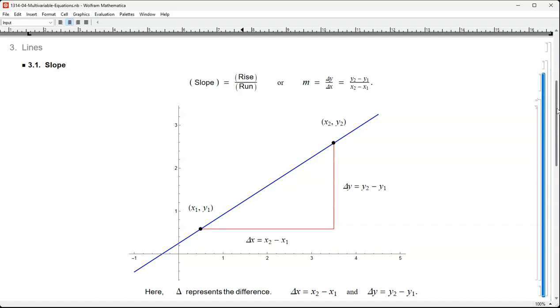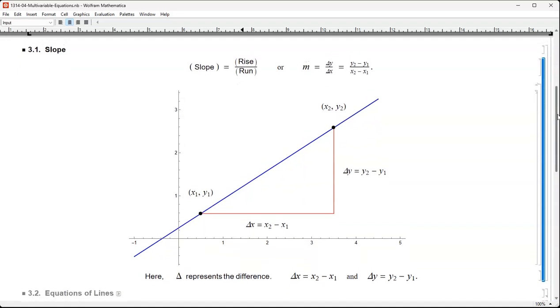Rise over run, or the difference of y coordinate over the difference of x coordinate, delta y over delta x. Here delta, Greek letter delta, represents the difference. So delta x is the difference x2 minus x1. Delta y is the difference y2 minus y1. So difference of y coordinate over difference of x coordinate is rise over run, and that's a slope.